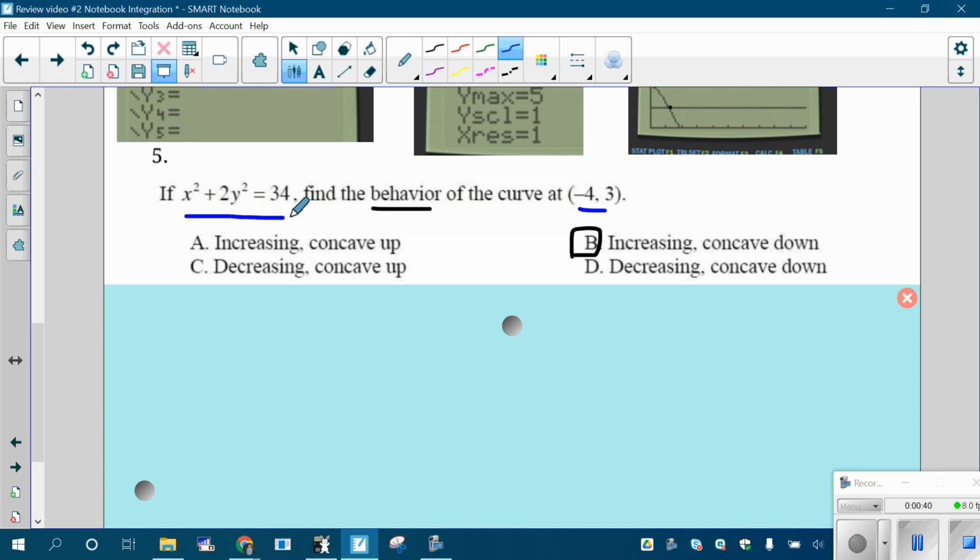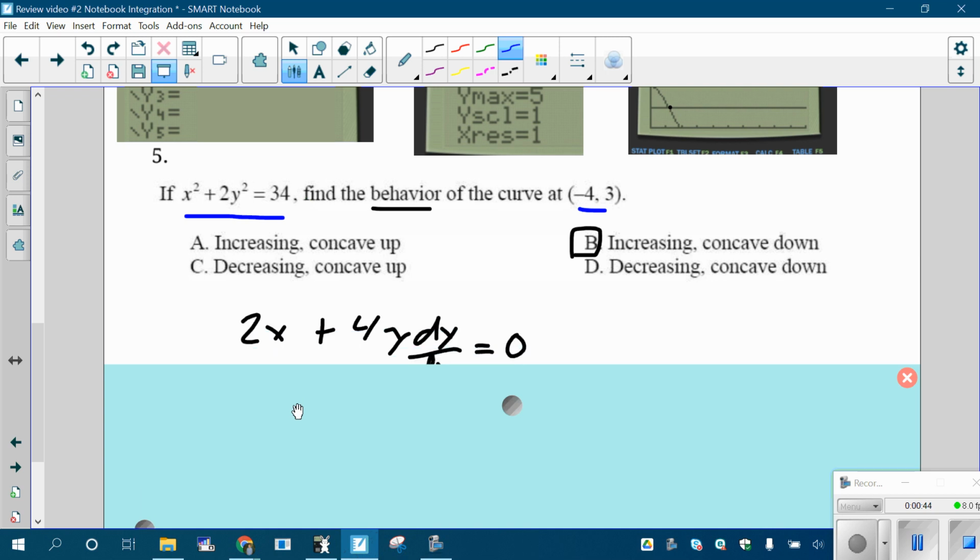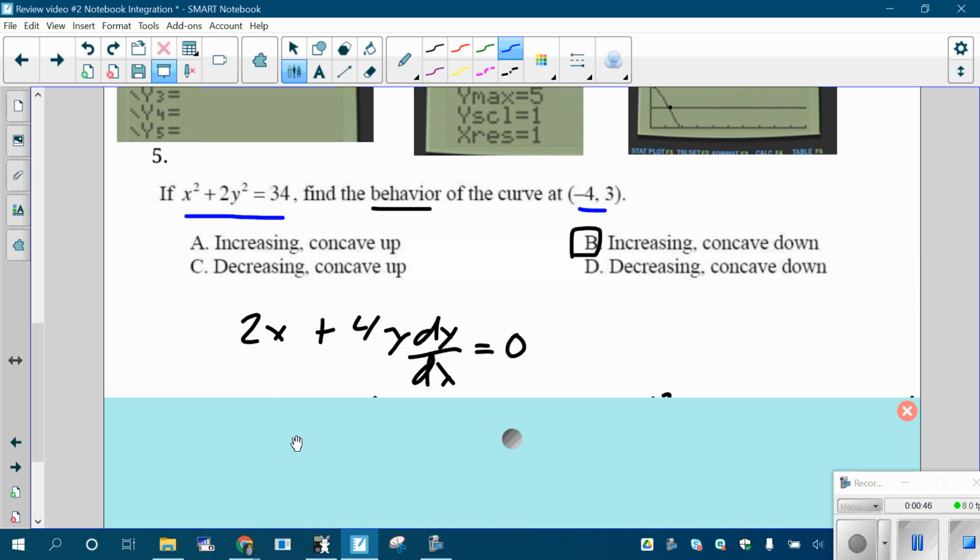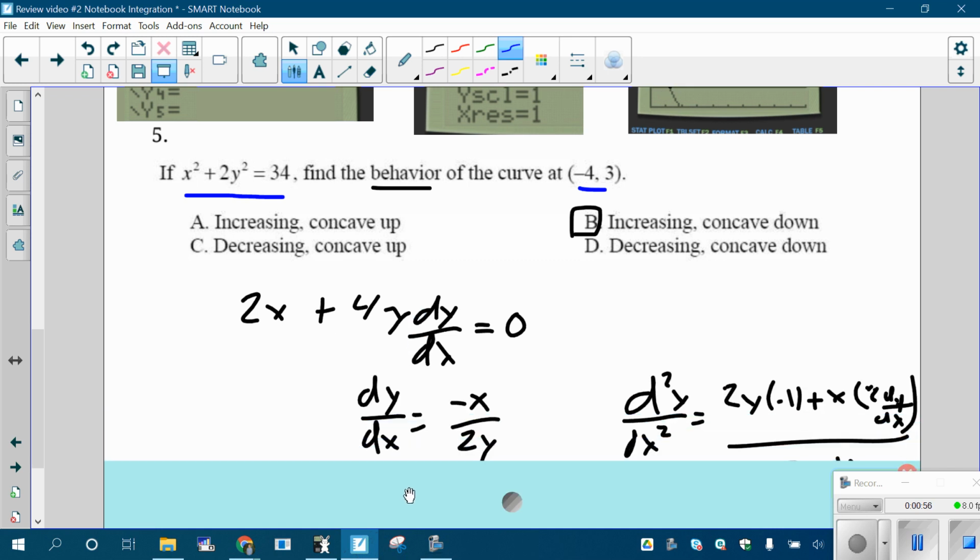The y is not by itself. So when I do the derivative, I'm going to need to use implicit differentiation. I need you to remember this. What's the derivative of x squared? 2x. What's the derivative of 2y squared? 4y. But since I'm differentiating a y term, I need to put a dy/dx there. Then I need to isolate dy/dx. Subtract 2x, divide by 4y. This is dy/dx.